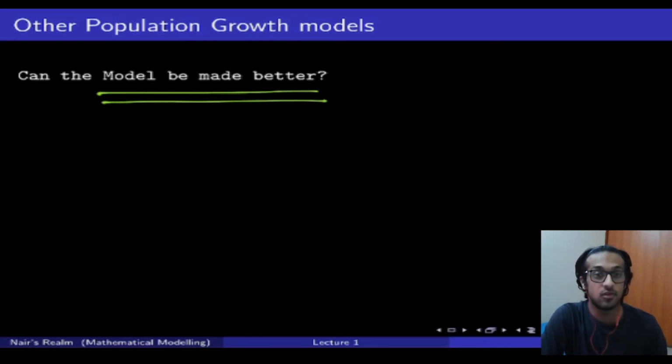I'm going to leave you with this question. Can the model be made better? If so, how? I gave you a hint. Think of how you can model a limiting effect. The assumption before was that there were no limiting factors. Now there are. So how can you model that? How can you incorporate that into a mathematical model?